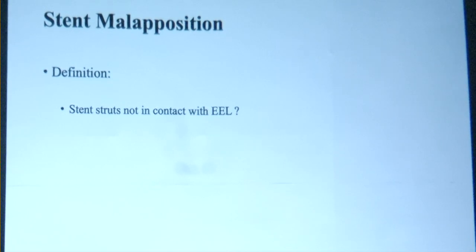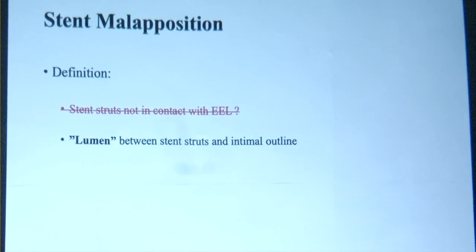Majority of the interventional cardiologists dabbling with imaging are more worried about apposition. We are all taught that if your stent struts are not in contact with the EEL, you're not properly deployed. Well, how many people would agree that malapposition means stent struts not in contact with EEL? Let me see you raise your hand if you agree. It's a trick question, so nobody's raising their hand. It is wrong. Malapposition means there's presence of lumen with blood flow between the stent struts and the intimal outline.